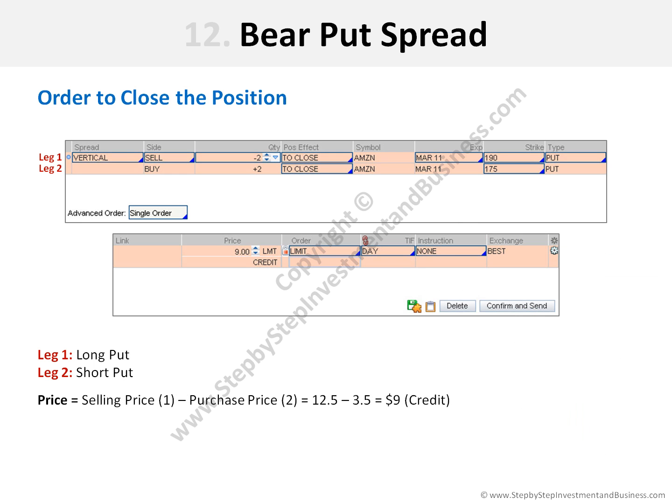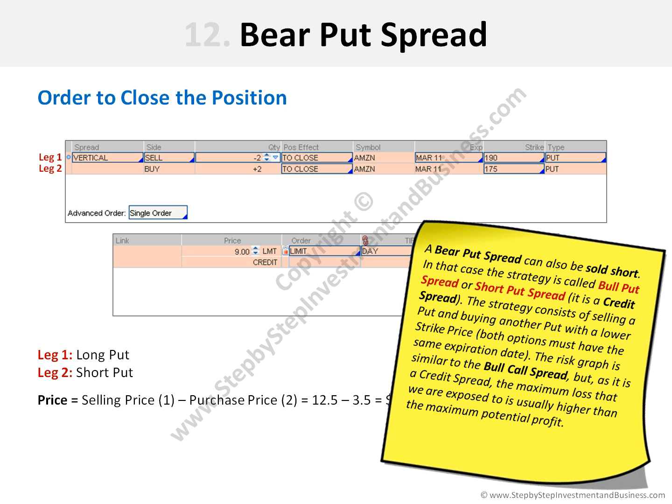On the other hand, here is an example of the order we must enter to close the position. It is an order with 2 legs. Leg number 1 consists of selling the puts we had bought. Leg number 2 consists of buying the puts we had sold. The entered price is given by the difference between the selling price and the purchase price. In this case, 12.5 minus 3.5, which is equal to $9. This is the money expressed per share that will be credited to our account when the order is filled.